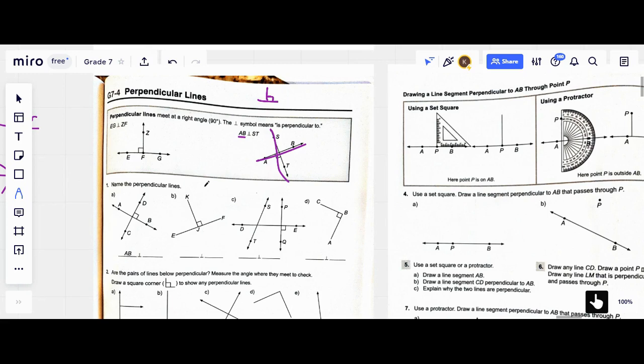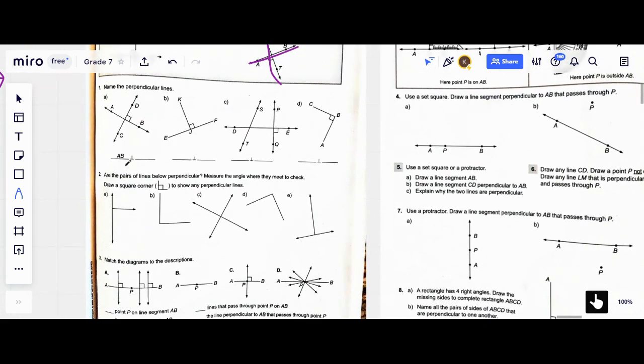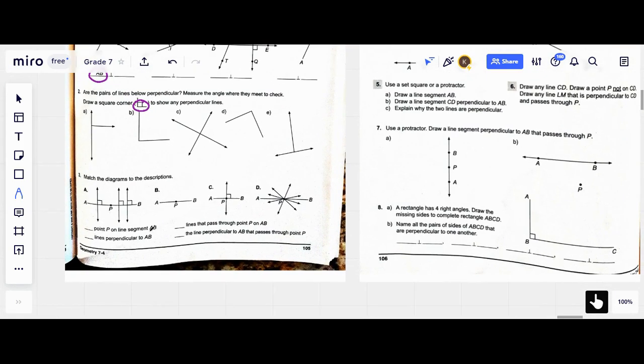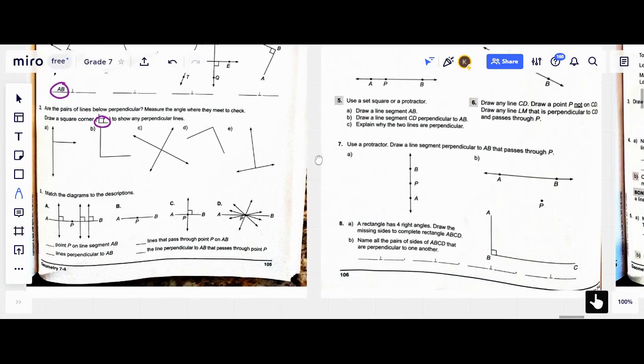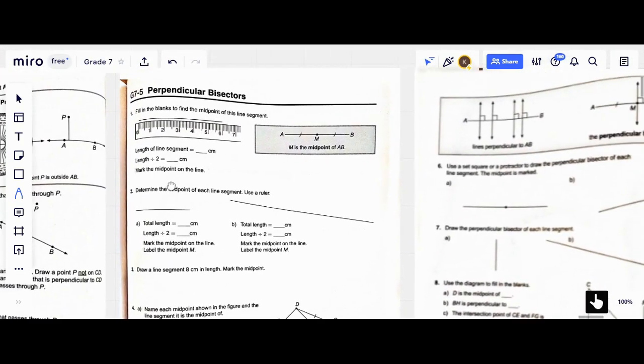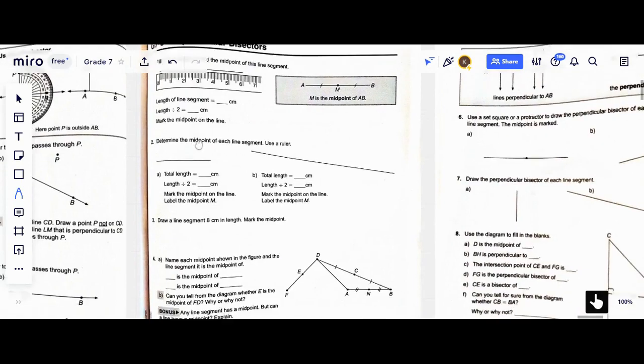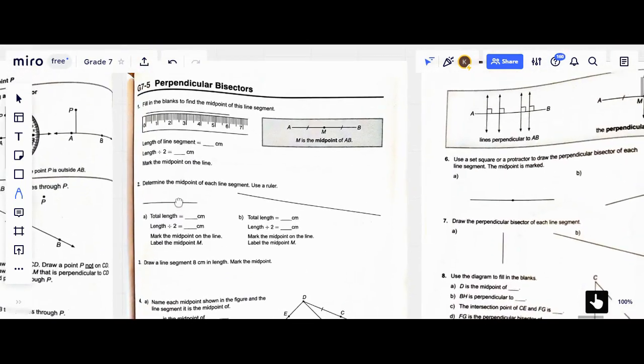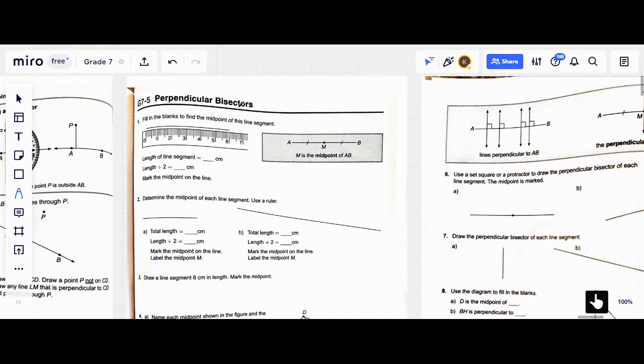So in this first part here, you need to name the perpendicular lines, always naming your lines with two letters. In question 2, if they are perpendicular, you're going to draw that square corner. You can use a sticky note or a corner of paper to check if they are perpendicular. Question 3, you've got some descriptions and some diagrams to identify those two things. And the next page we're skipping, then looking at page 107, our title here is perpendicular bisector.